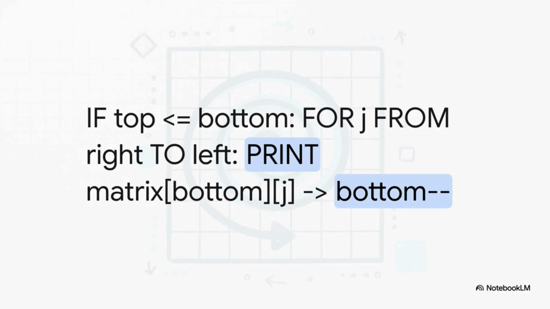Now for step 3, we have a really critical safety check. As long as our top and bottom walls haven't already crossed each other, we run a loop from right to left across the bottom row. After we finish printing that bottom floor, we decrement the bottom boundary with bottom minus minus. What does that do? It pushes the floor upwards.